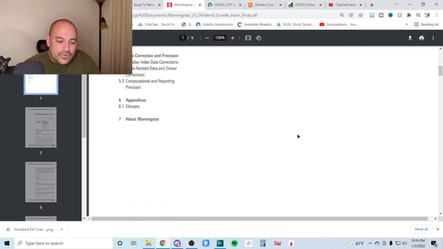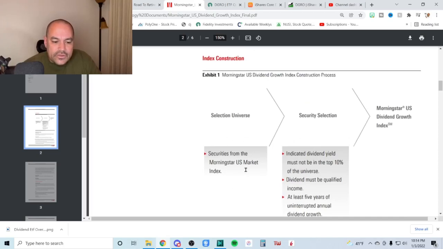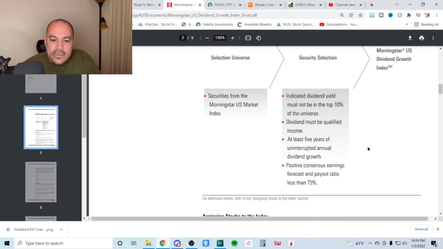So let's take a look real quick at the index construction. As we said, they're from the Morningstar U.S. Market Index. The indicated dividend yield must not be in the top 10% of the universe. So they take out the actual high yielders. And the reason for that is typically when you're paying a high yield, you usually can't grow that yield. They're usually maxed out. Sometimes high yield can equal a dangerous yield. So that's why they do that.